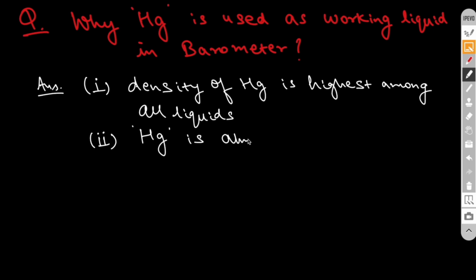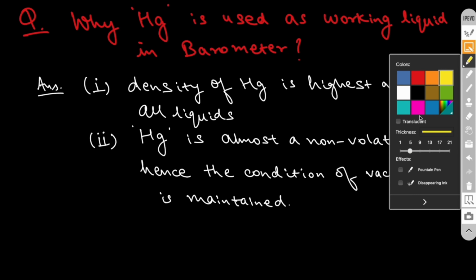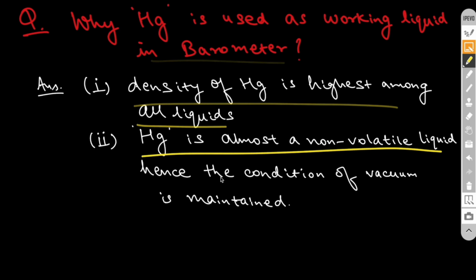Mercury is almost a non-volatile liquid, hence condition of vacuum is maintained. Basically we have to maintain the condition of vacuum inside the barometer, hence we use mercury. Also its density is highest among all liquids. These are two broad reasons why we use mercury as working liquid. Hope you understand this.